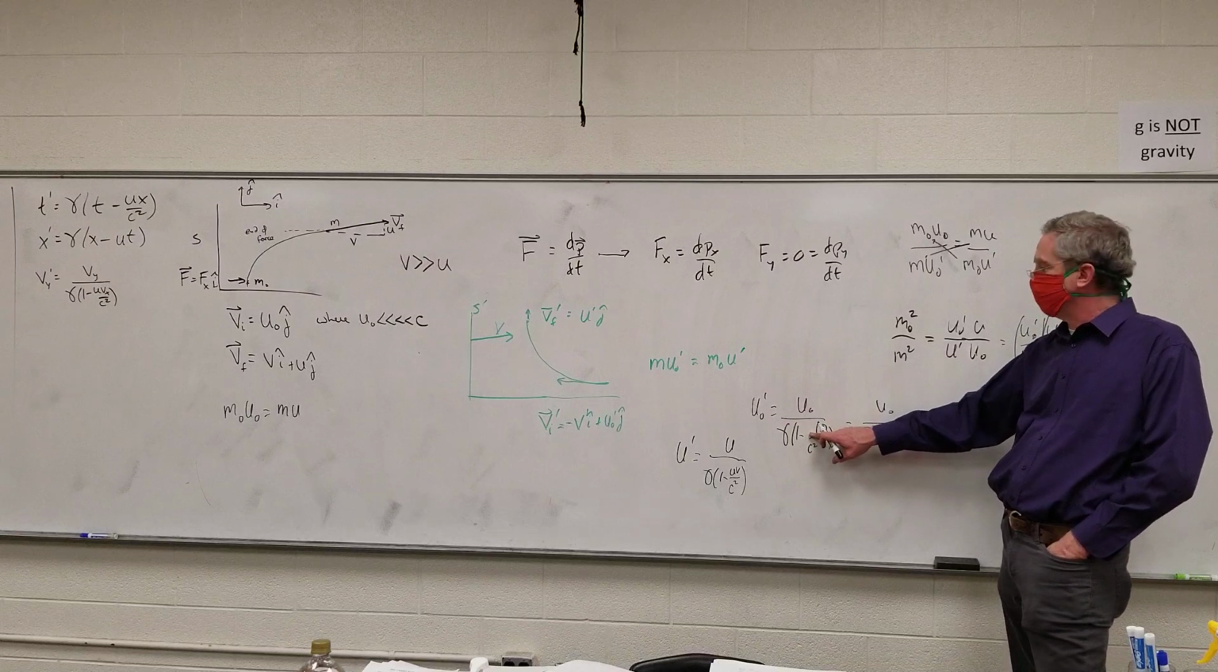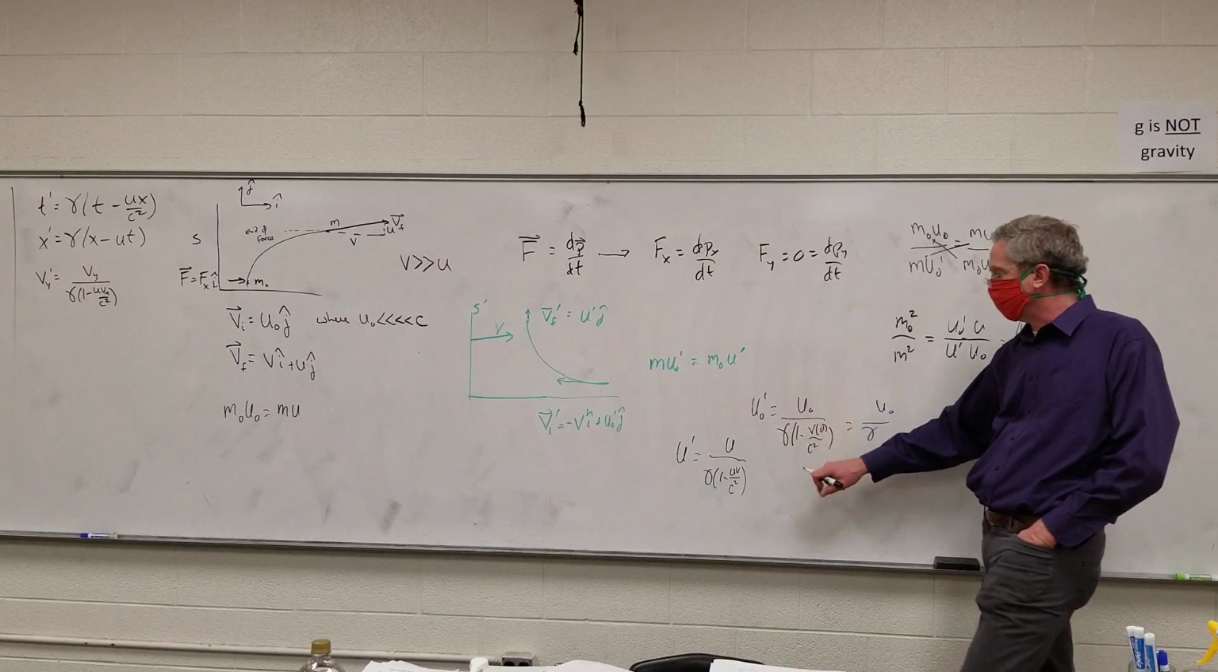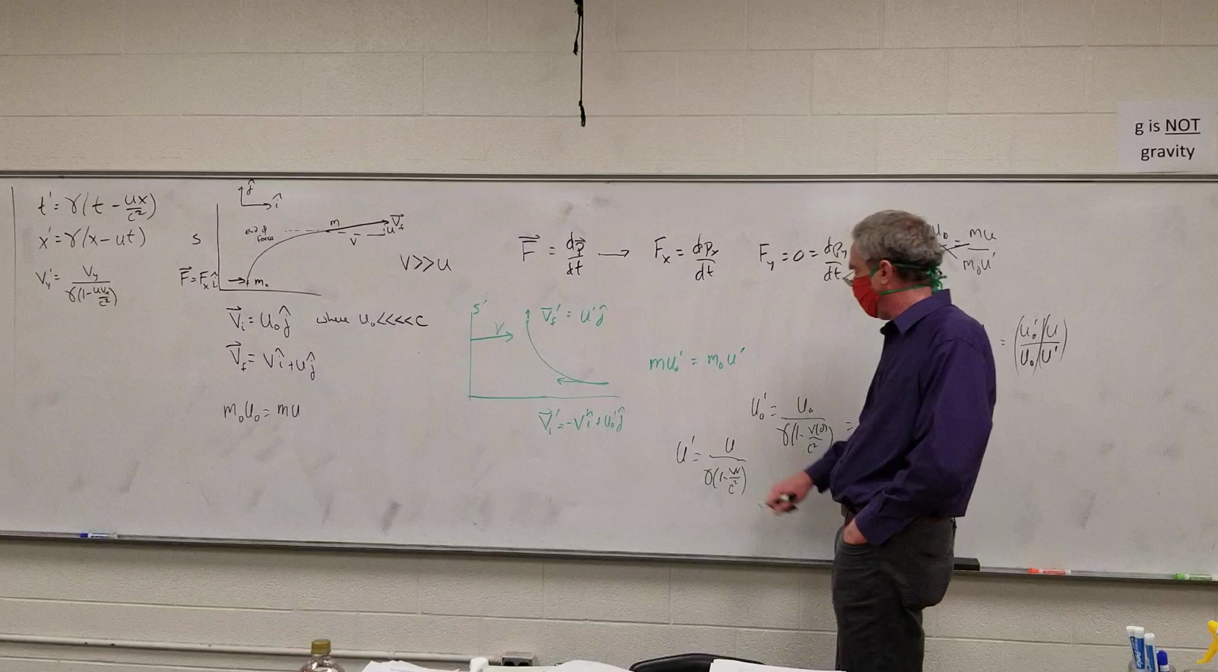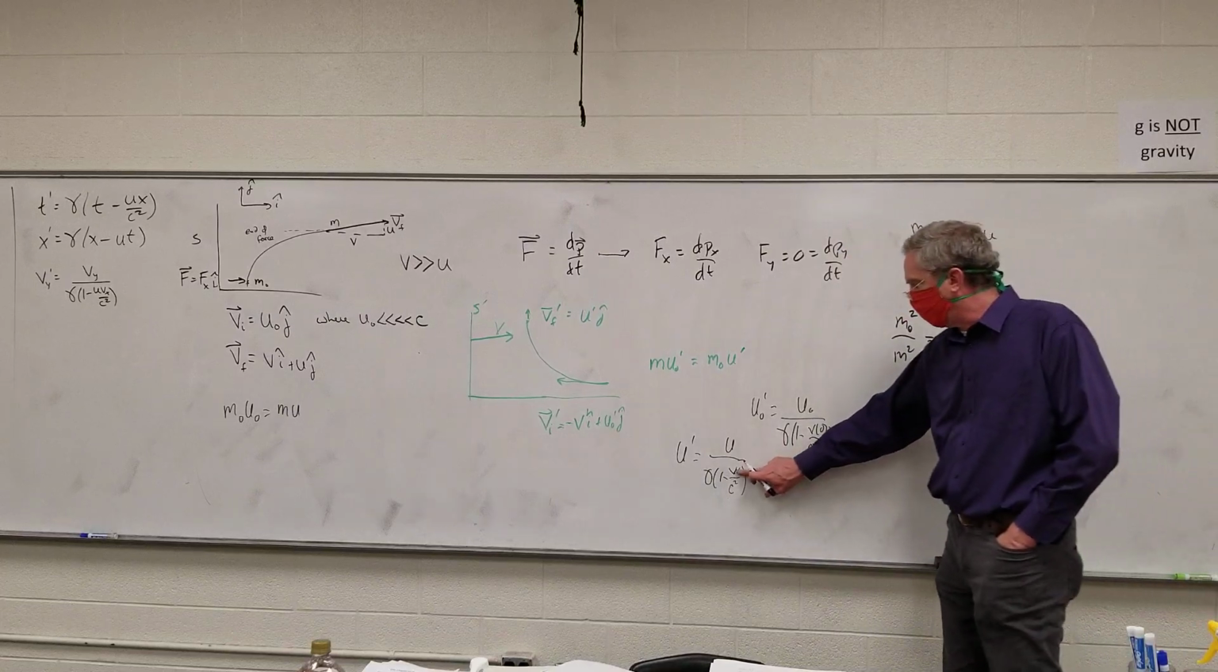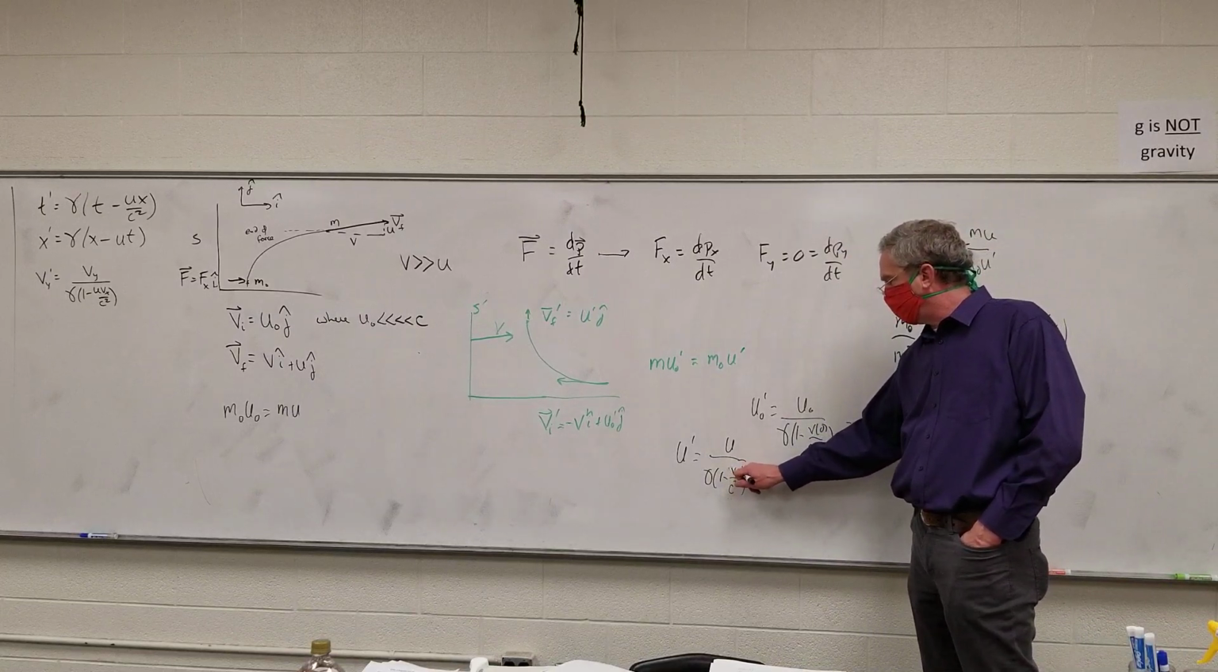This is how fast the prime frame is moving relative to the initial frame. That's V there. That's V. That looks like a W now. V times V.